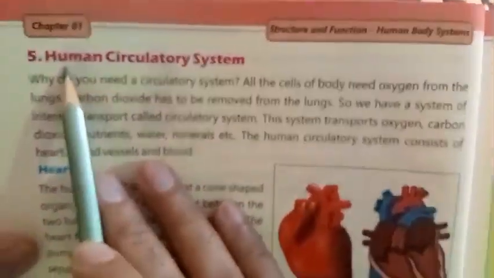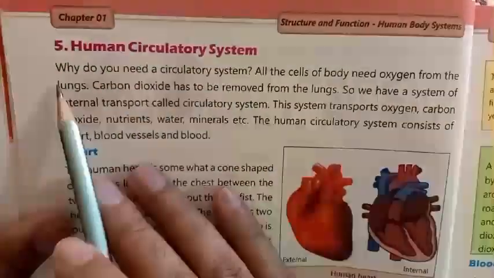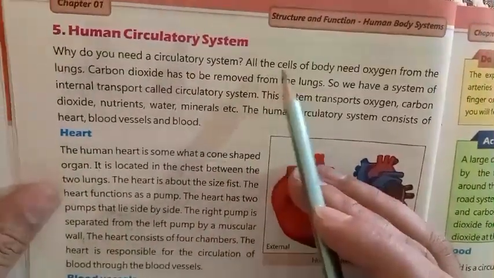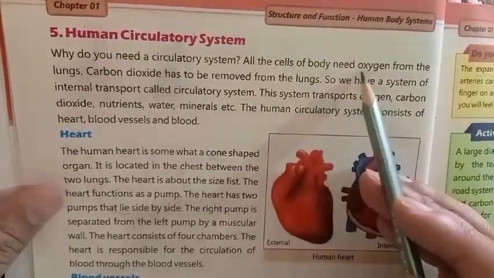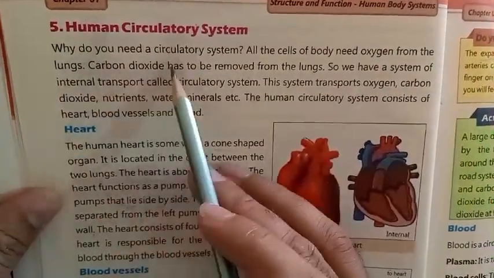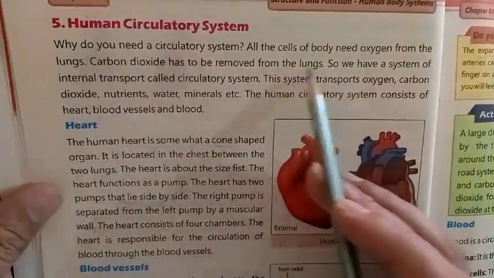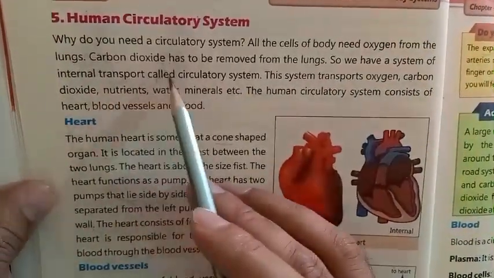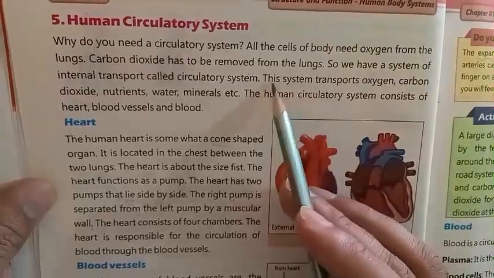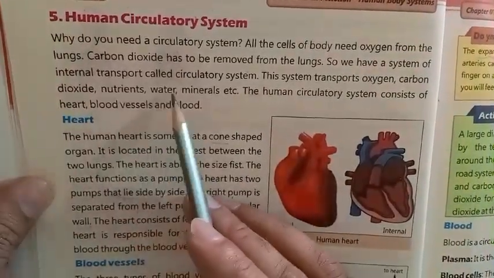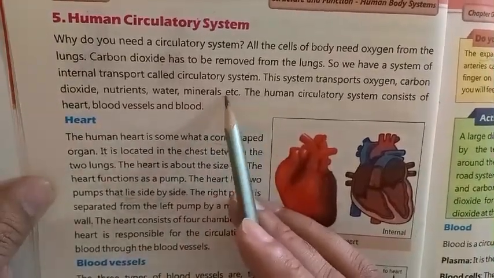Number 5. Human circulatory system. Why do you need a circulatory system? All the cells of the body need oxygen from the lungs. Carbon dioxide has to be removed from the lungs. So we have a system of internal transport called the circulatory system. This system transports oxygen, carbon dioxide, nutrients, water, minerals, etc.